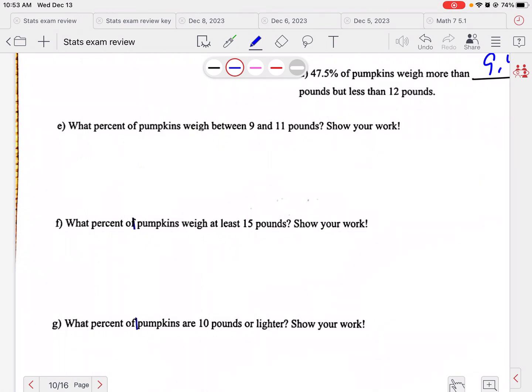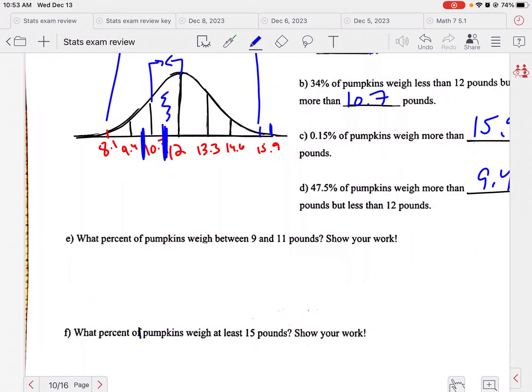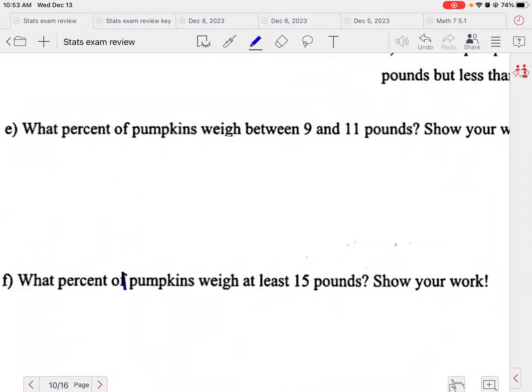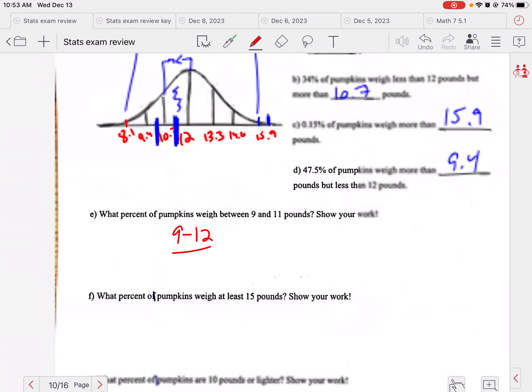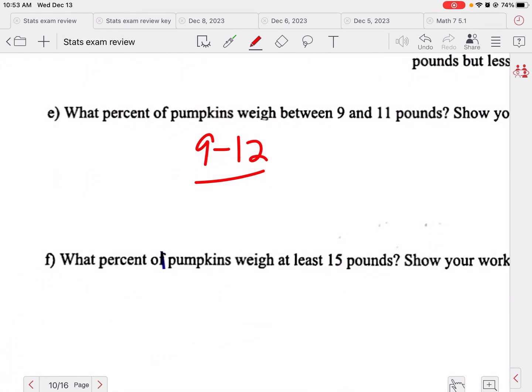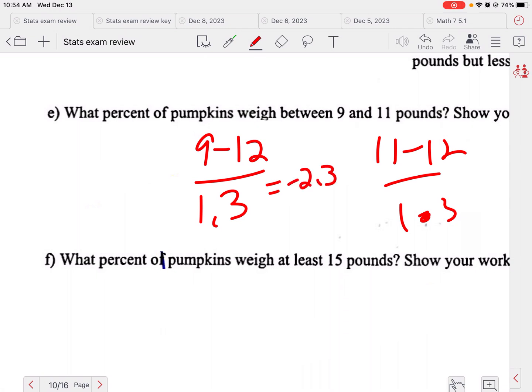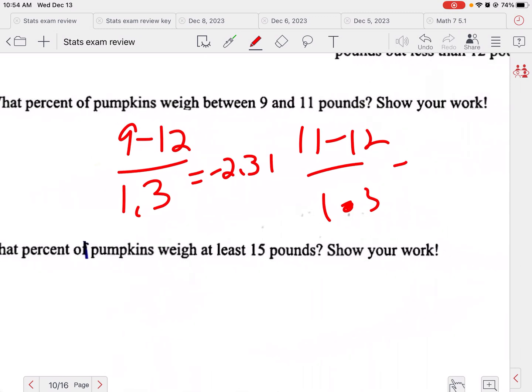What percent of pumpkins weigh between 9 and 11 pounds? Well, 9 and 11 isn't a pretty number on my empirical rule, so I have to do my z-score. So I have 9 minus my mean, which is 12, all over my standard deviation, which is 1.3, and then 11 minus 12 over 1.3. So 9 minus 12 divided by 1.3 is going to give me negative 2.31. And 11 minus 12 divided by 1.3 is going to give me negative 0.77.